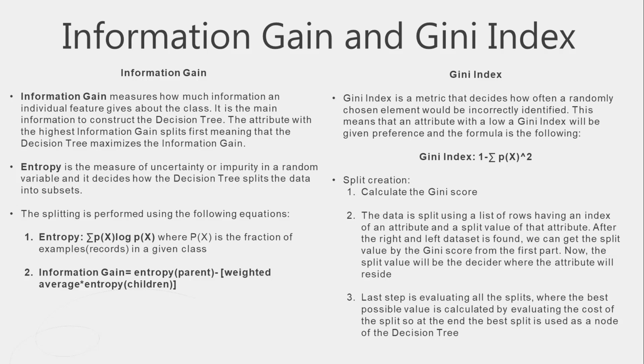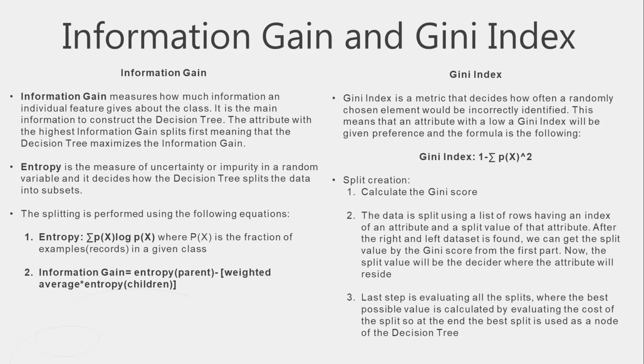The splitting is performed using the following two equations. The equation for entropy is the negative sum of the probability of x multiplied by the logarithm of the probability of x, where p of x is the fraction of examples or records in a given class. And then information gain equals the entropy of the parent minus the weighted average multiplied by the entropy of the children.